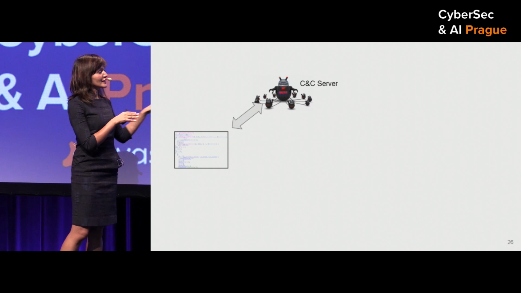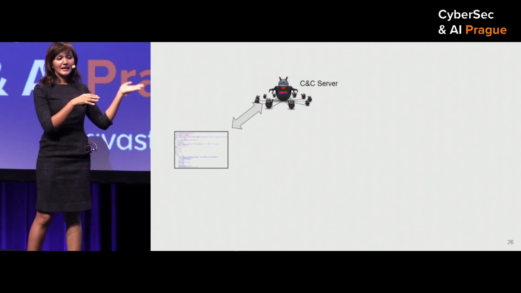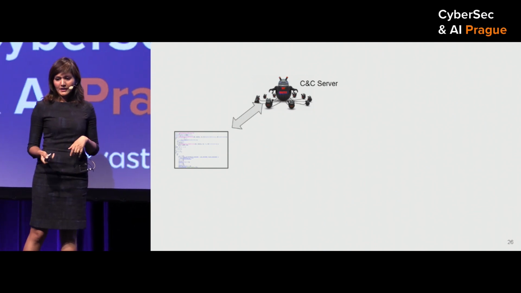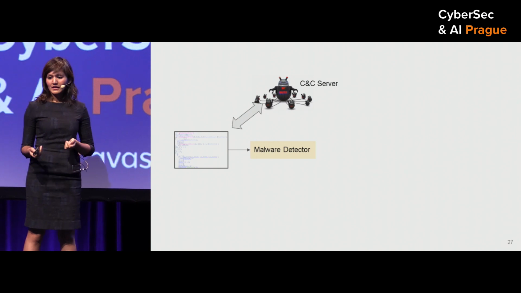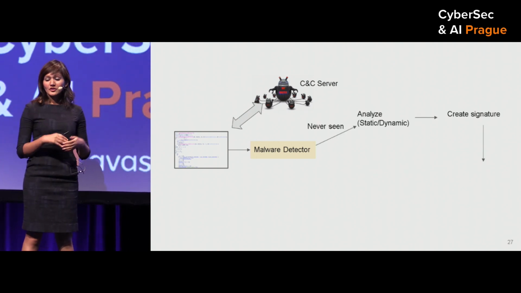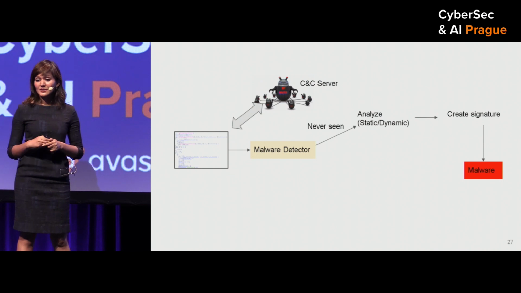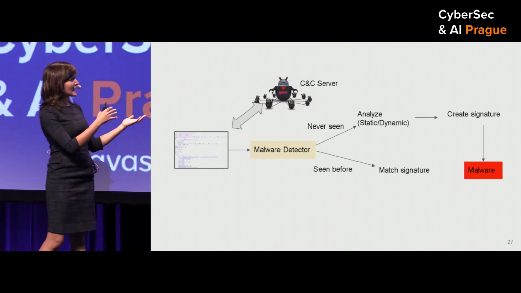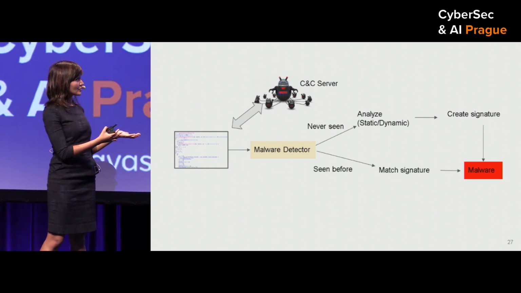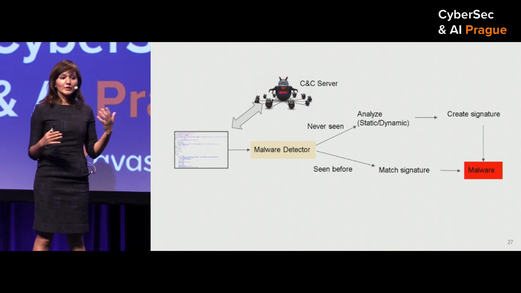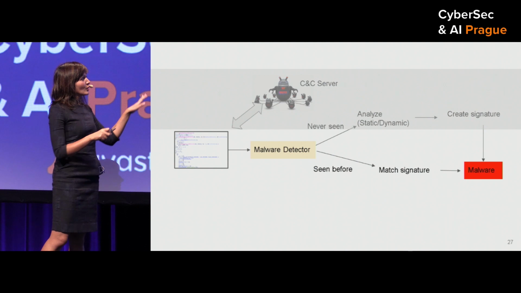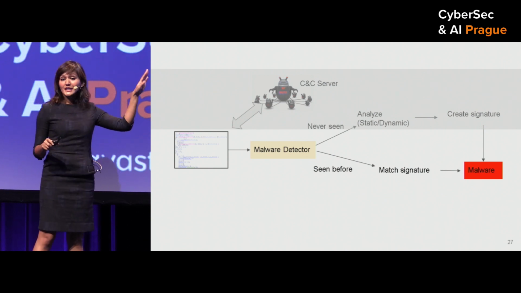Let's consider this malware. It connects to a command and control server and does something malicious after it receives the command. If you ask a malware detector if this is a malware, it has never seen this file before, so it's going to do static and dynamic analysis of the file, create a signature, and consider that this is a malware. Now, after it has seen this file, since there's already a signature for this file, it will try to match the signatures of the file and consider that this is a malware. After creating this signature, the malware detector will always match the signature instead of doing any kind of complicated analysis.